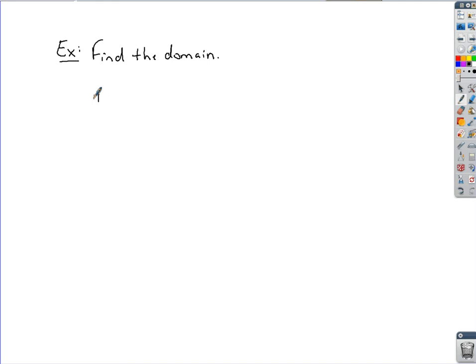All right, so reviewing how to find the domain of a function. For this first one, we'll start with a function that has a square root applied. We'll let f of x equal the square root of 3x plus 5.